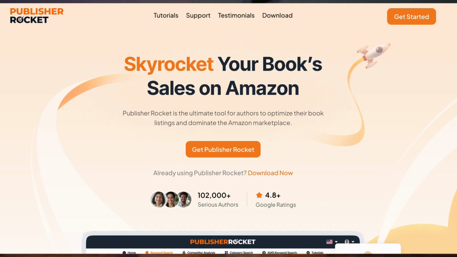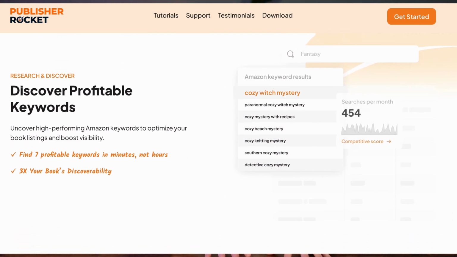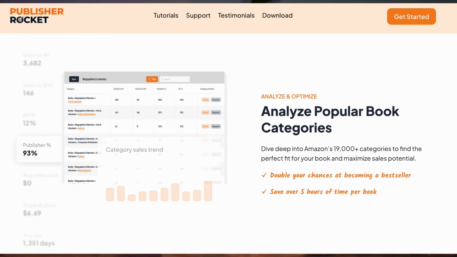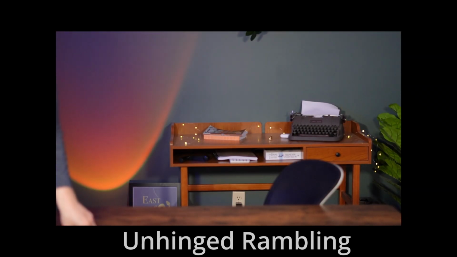I chose to buy the software product Publisher Rocket, which is created by the people behind Kindlepreneur and The Nerdy Writer. Those same experts in self-publishing that I mentioned before. This tool lets you explore categories and keywords to make an informed decision for your book. Amazon itself, as far as I know, doesn't have any tools for doing this. So these third-party tools are the only place to get that information.